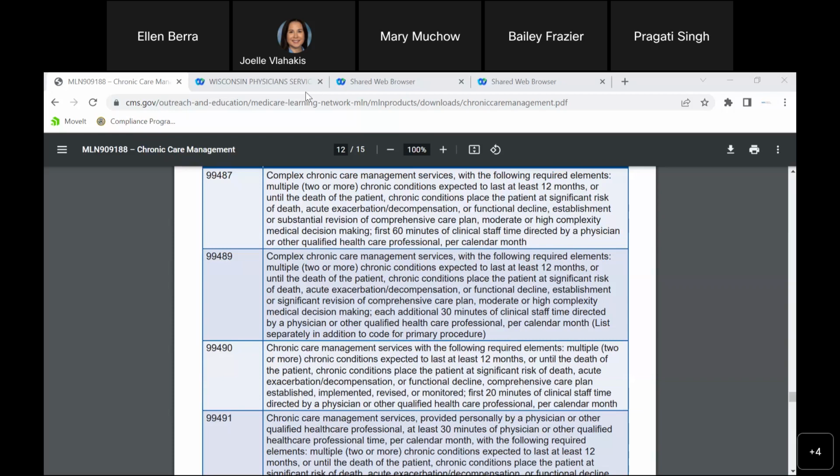All right, thanks. The next question is, for the 99487 code, with it being moderate to high complexity medical decision making, does the care plan need to be created by the billing practitioner? One of the questions on page 2 of the August 2022 document says it's not able to be delegated to any other person, including oversight, management, collaborations, and reassessment elements. Can you explain what this means?